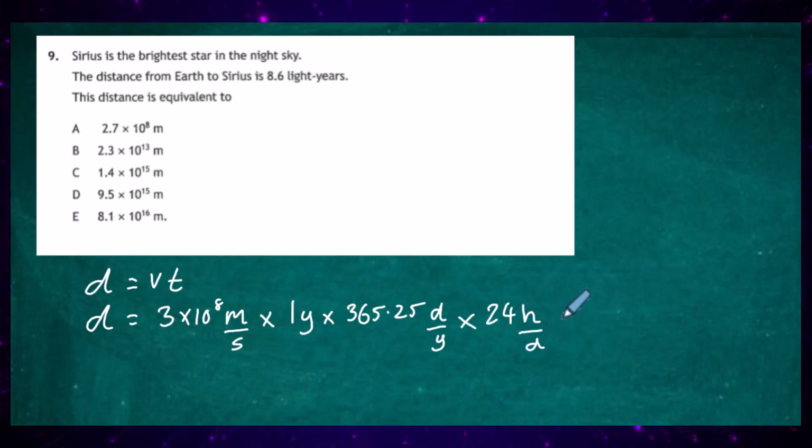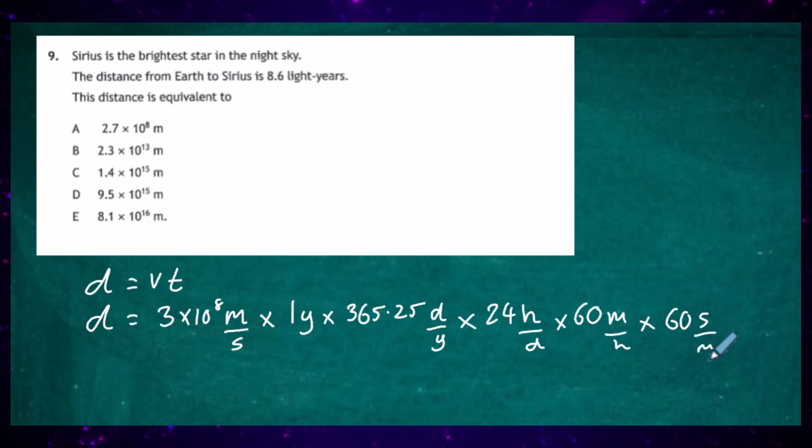We have then to change the hours into minutes, so it's going to be multiplied by 60, and it's going to be, in fact, in this case, minutes per hour. And finally, we have to change that minute into seconds. It's going to be 60, and it's going to be seconds per minute. Now all the units should cancel out, so we have minutes cancelling out with minutes, hours cancelling out with hours, days cancelling out with days, years cancelling out with years, and we have got the following. We have got seconds here cancelling out with seconds there, so we're left with meters.